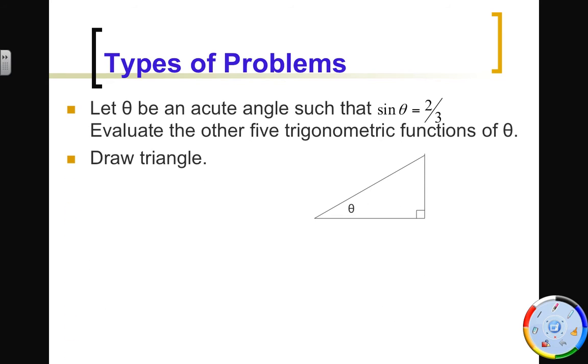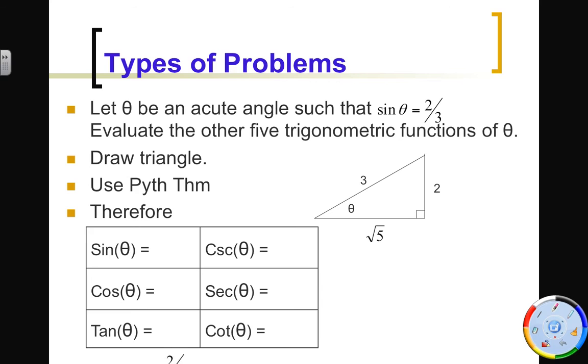So we can just draw a triangle, and you're going to get used to this in this particular chapter. You're going to be drawing lots of triangles. And we're going to put in the pieces that we know. I know the opposite side is 2 and the hypotenuse is 3. I can use some simple Pythagorean theorem and get the adjacent side to be √5. And now that I know those 3 sides of that right triangle, I simply just put in what I know.